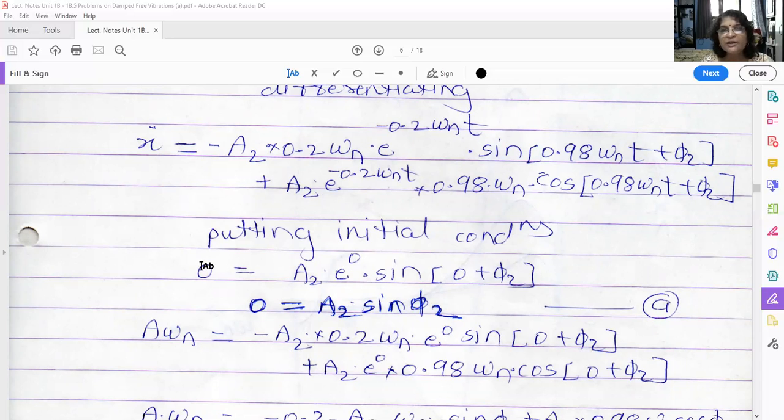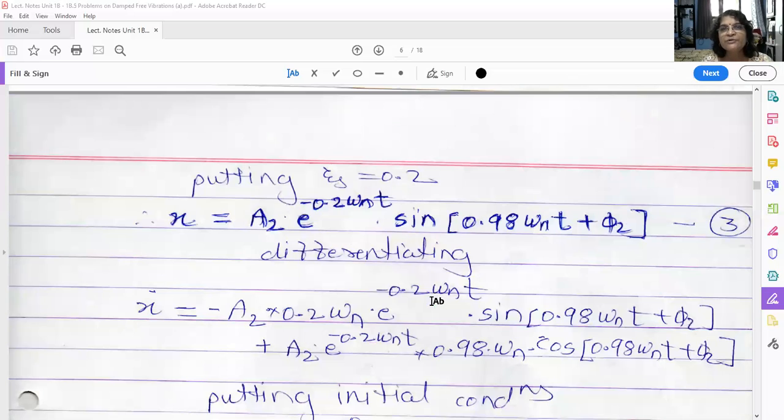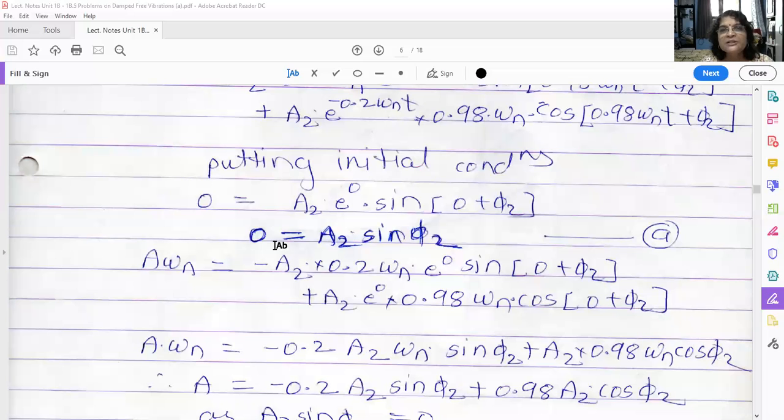So 0 is equal to A2 e raised to 0 into sine(0 plus phi 2). See this equation, this is our equation. So 0 is equal to A2 into e raised to 0 into sine(0 plus phi 2). Okay, so what we will get? 0 is equal to A2 sine phi 2. So from here only we can get the value of phi 2.